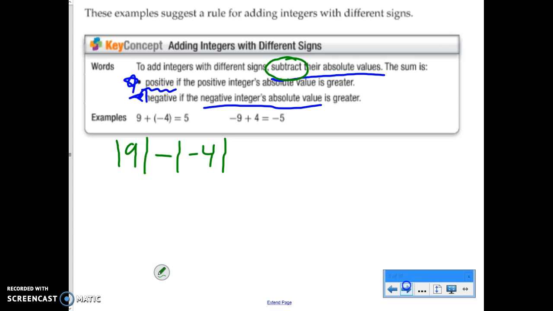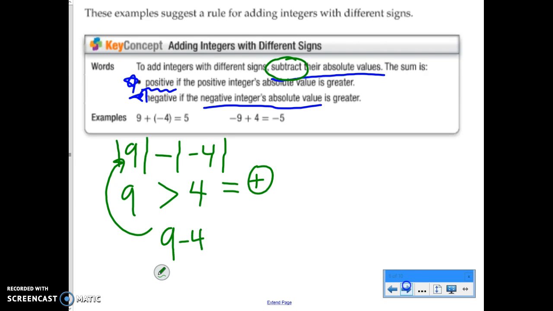So looking here, I know that the absolute value of 9 is 9, and I know the absolute value of 4 is 4, okay? And because 9 is greater than 4, I take a look back at the original number inside of those absolute value bars, and because it is positive, I know my answer then is going to be a positive number, okay? So then I just take 9 and I subtract 4 from it, and I get a positive 5.